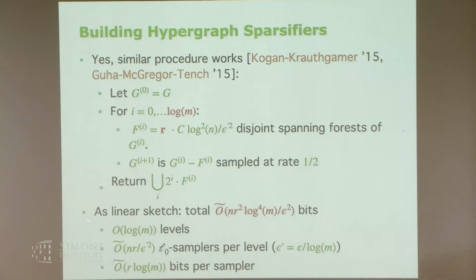Each one requires like n log n L0 samplers. So the total amount of L0 samplers in each level will be some like O tilde nr over this epsilon prime squared, where epsilon prime will now have to be epsilon over log m to again account for this degradation of the accuracy.